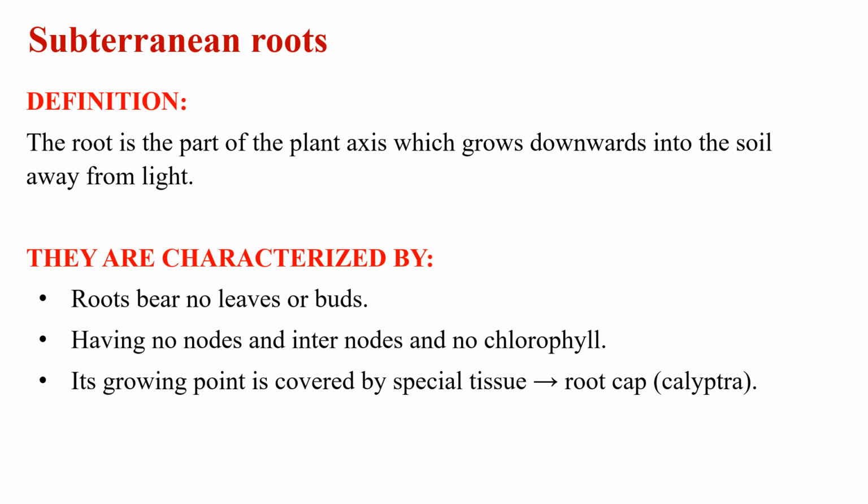Roots are not divided into nodes and internodes such as the subterranean stem, and accordingly they don't bear any scaly leaves or any buds. They also contain no chlorophyll, okay? And here the growing point is covered by a special tissue known as root cap or calyptra. In contrast to the scaly leaves that were protecting the growing point in the subterranean stem, we don't have a scaly leaf here, but we have a special tissue called calyptra or root cap.